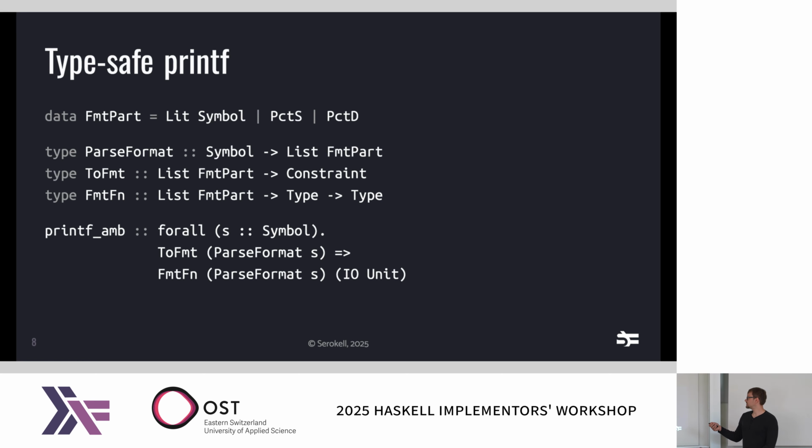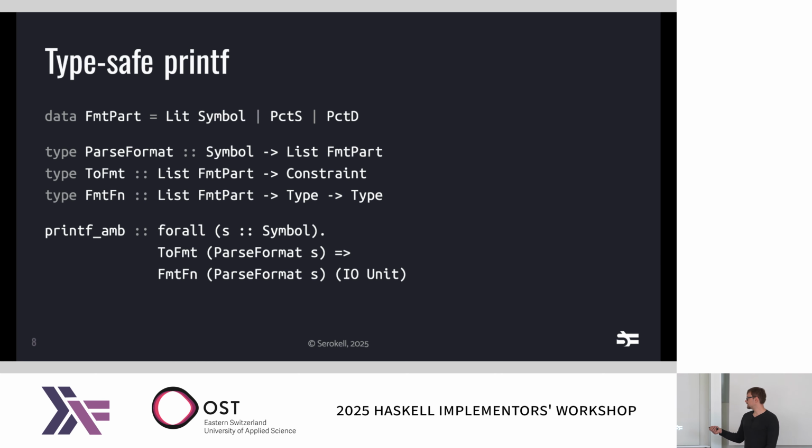We have a data structure, FormatPart, with the three parts that we can encode. Obviously, in a real-world example, there would be more formatters here. Then we have a type family, ParseFormat, which goes from a type-level string to a list of those parts. Then we have a constraint. The evidence for this constraint will be the formatting term. And then we have the formatting function, which is going to expand into all of the arguments for the formatter.